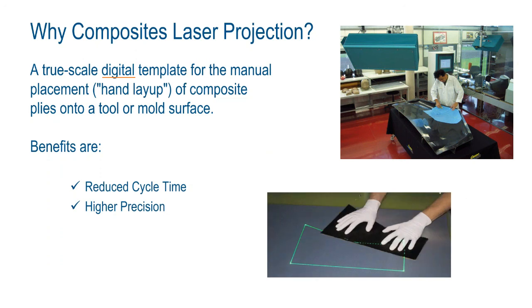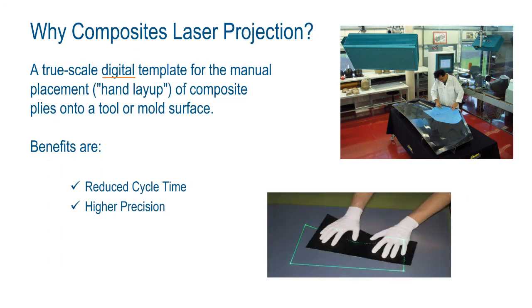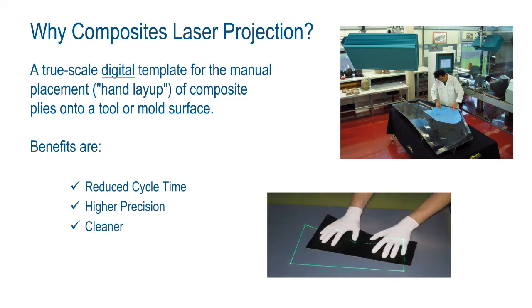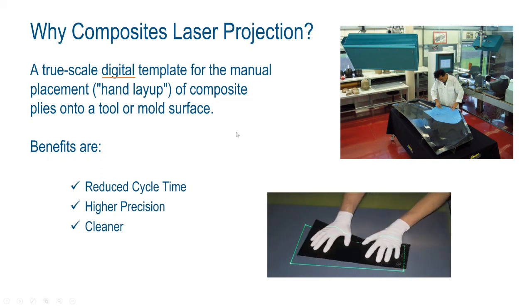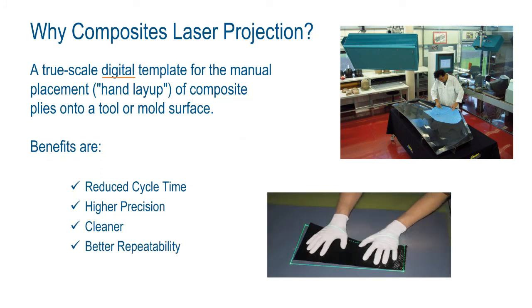Higher precision, which really speaks for itself. A laser beam is much more precise than a fabricated template. It's cleaner, which greatly contributes to the reduction of foreign object debris in the shop. And finally, you have much better repeatability overall.